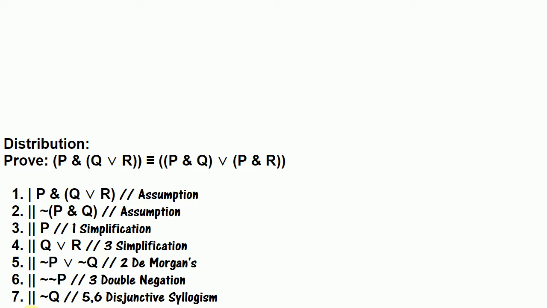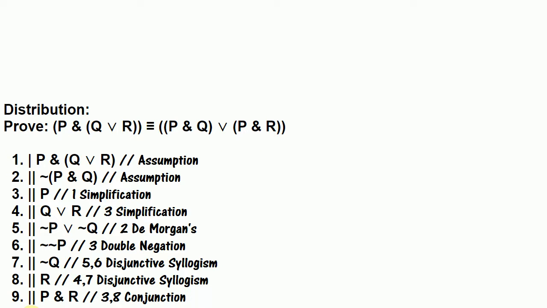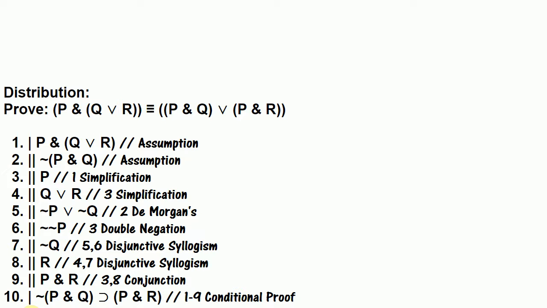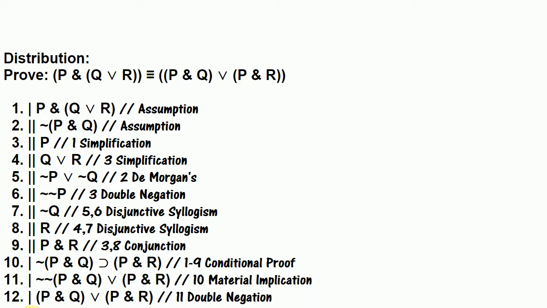And with not Q in hand, we can get R through disjunctive syllogism. And now that we have both P and R, we can conjoin them together to get P and R. And that was what we were looking for. So we can close off this conditional proof, and we get if not P and Q, then P and R. And we use material implication to change this into a disjunction. So we get not P and Q or P and R. And then we use double negation to turn this into the disjunction that we were looking for.